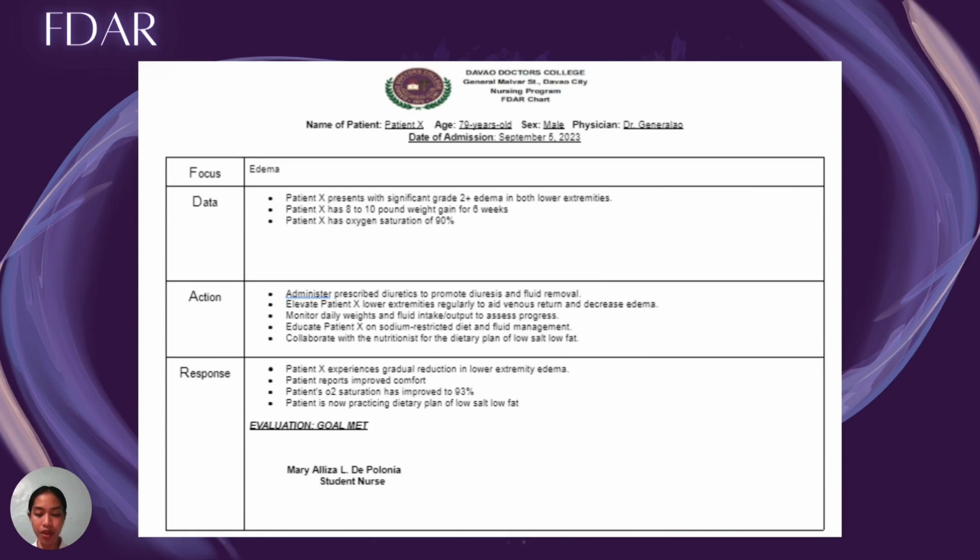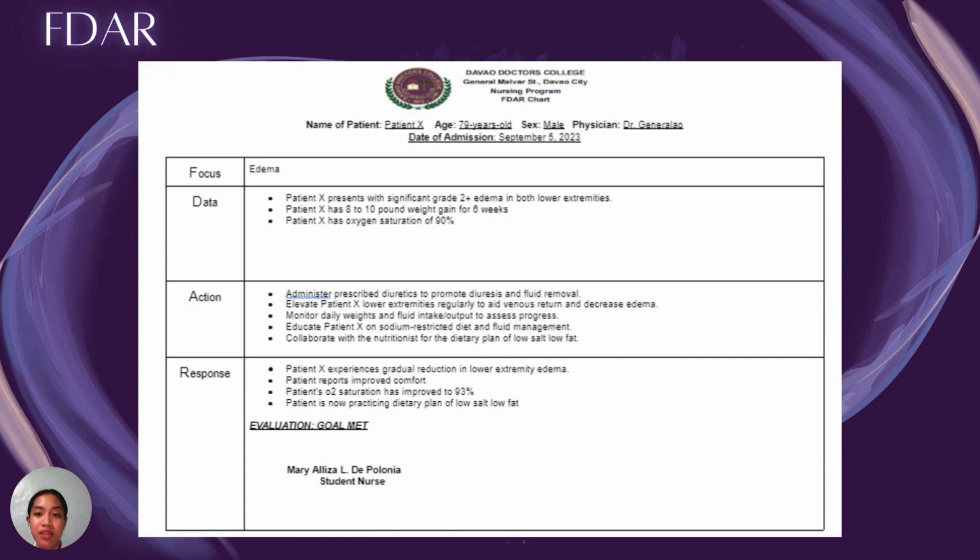Okay, so today, I'm going to present the FDAR as part of the prioritization plan. So the focus, data, action, and response. The name of our patient is patient X, 79 years old, a male under the care of Dr. Hannah Rolao, admitted on September 5, 2023. So for the focus of our patient, we have edema or pulmonary edema.